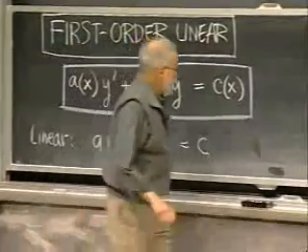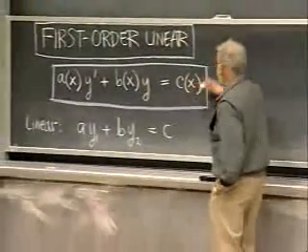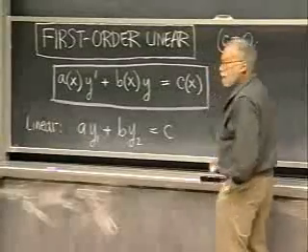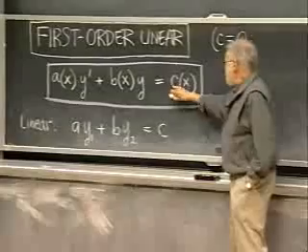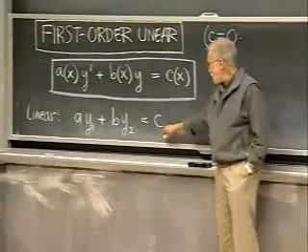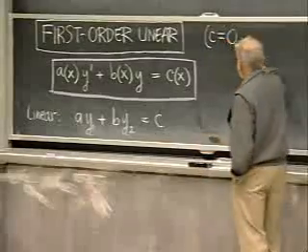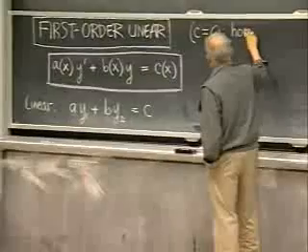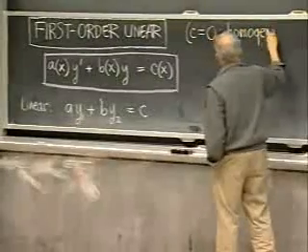A little bit of terminology. If c is equal to 0, it's called homogeneous. The same way this equation is called homogeneous, as you know from 18.02, if the right-hand side is 0. So c of x I should write here, but I won't. That's called homogeneous.